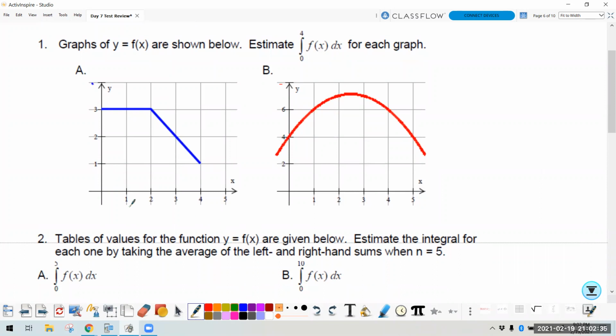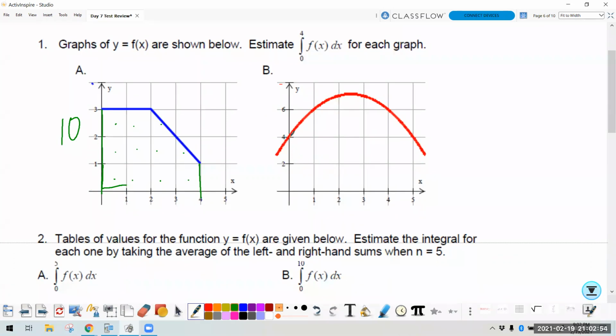Estimate the integral from 0 to 4. So we got 0 to 4. Let me count up my blocks. 1, 2, 3, 4, 5, 6, 7, 8, 9, and these together make 10. And I notice each scale is 1, so I don't have to take into account the scale.